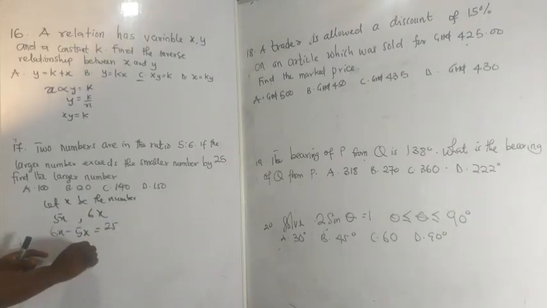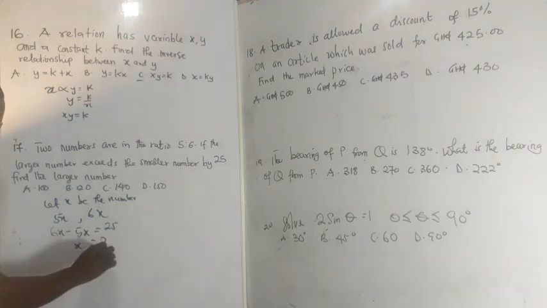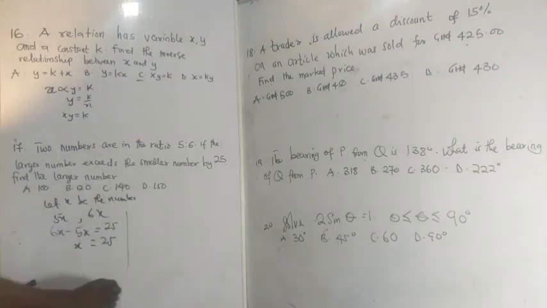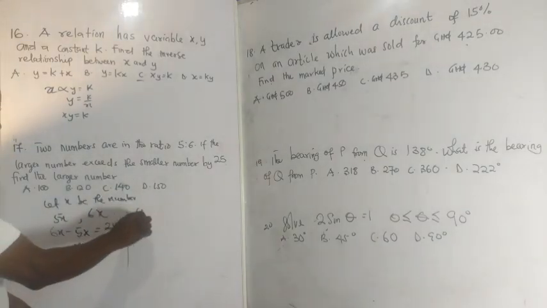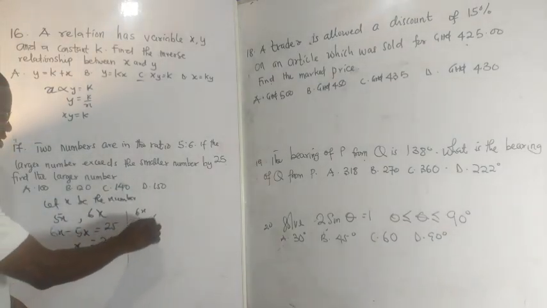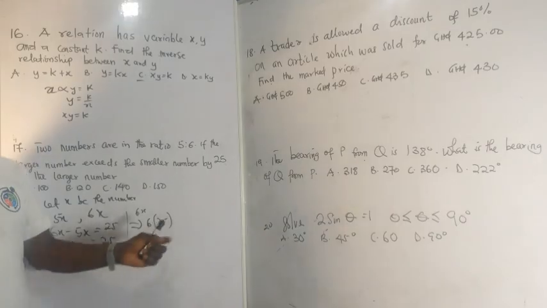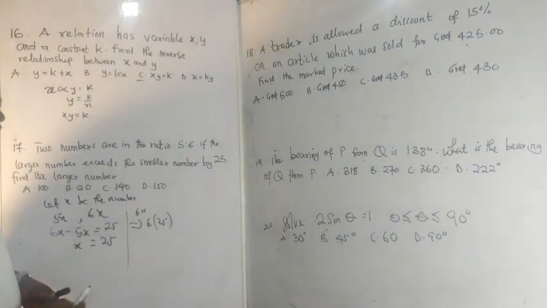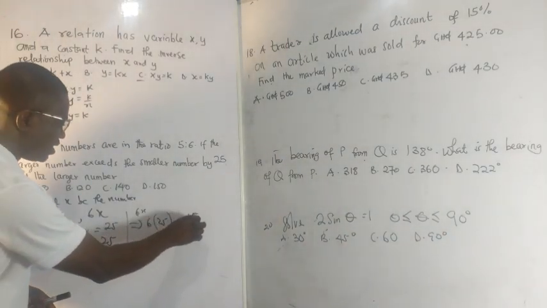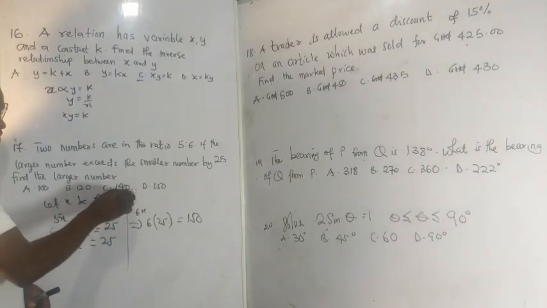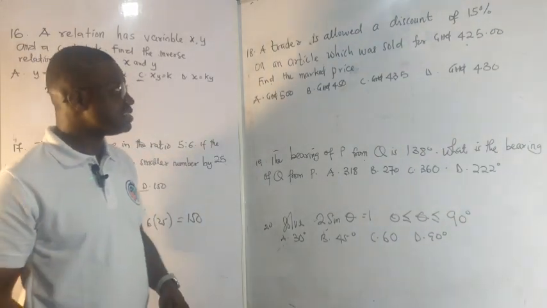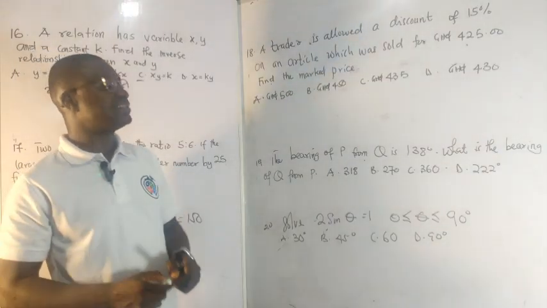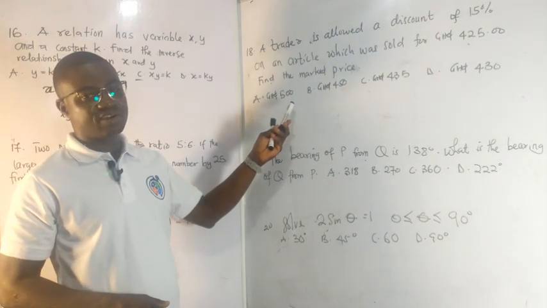So x is equal to what? 25. Now let's find the larger number. Now in the ratio, the larger number is the 6. So 6x, which implies 6 times 25. And 6 times 25 is going to give you 150. And our answer is D. Now let's move on to question number 18. With question number 18, can you pause for some seconds and try this question?